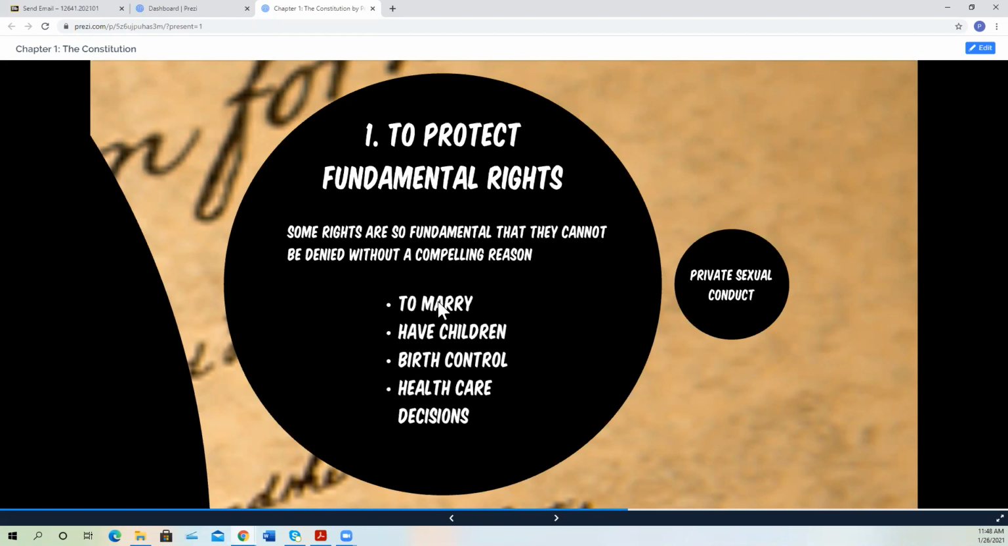For example, the right to marry, the right to have children, birth control, healthcare decisions. If the government is going to deprive us of any of these rights, then they must show by a compelling reason why they are depriving us of the right to marry, the right to have children.